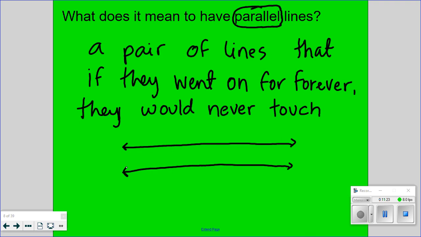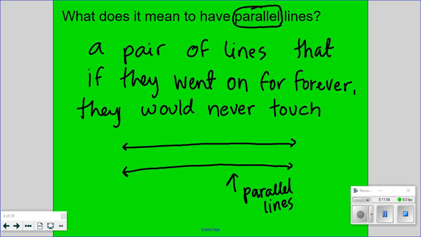These are parallel. These lines are an example of parallel lines. Does parallel have two meanings? Not that I'm aware of. I thought it meant diagonal. Nope, it doesn't.